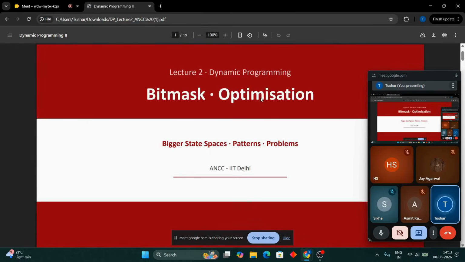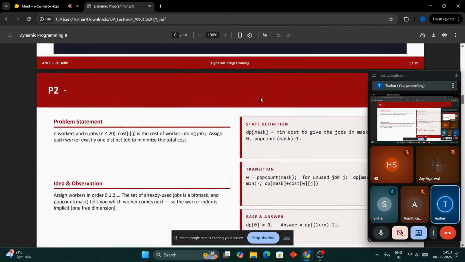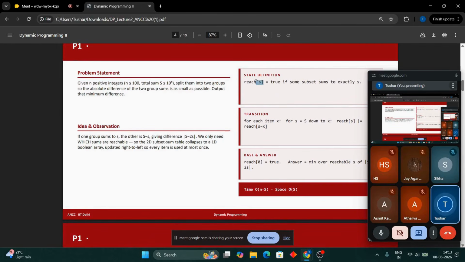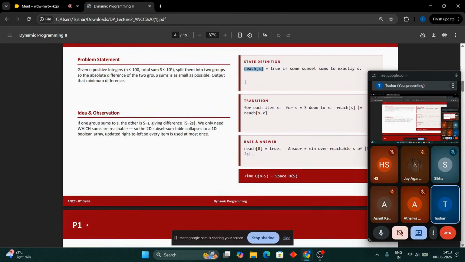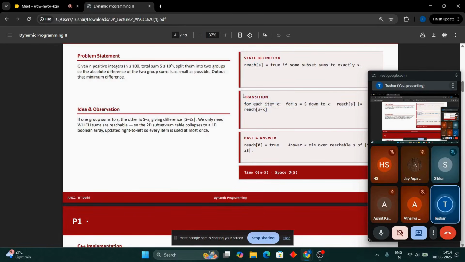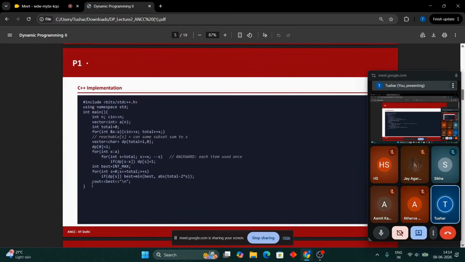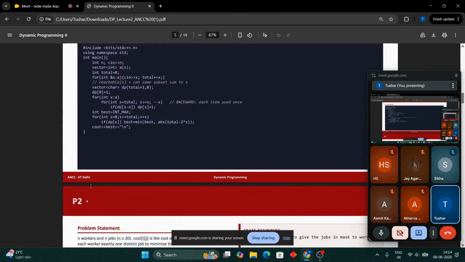Okay, I hope this problem is clear. If anyone has any doubt, you can speak up. The main idea was that since we need to divide all the integers into exactly two groups, knowing the sum of exactly one group is enough and sufficient. So our state revolved around whether we can achieve a sum of s using some subset, and the transition was just like knapsack. We'll see the knapsack problem also later. At the end, we just minimize our answer as per the requirement. Here's the code. You can have a look at that later.